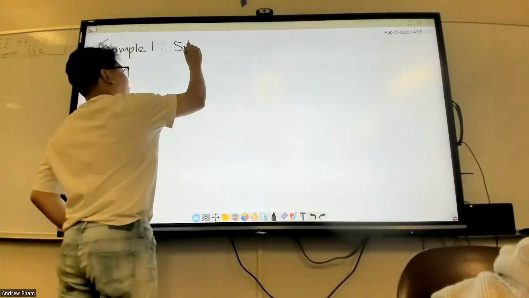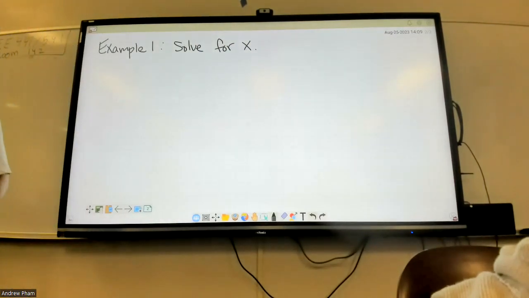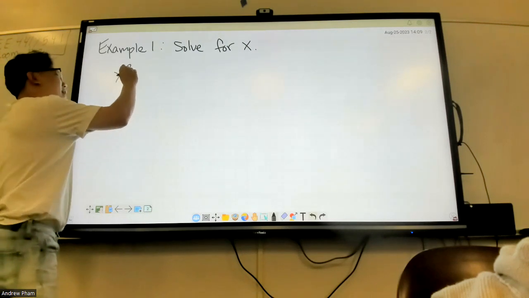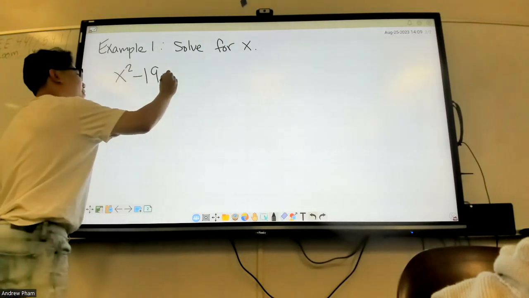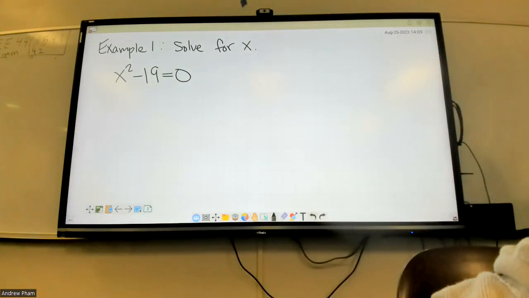Instruction, solve for x. At this point in the class, all we've done is solve equations, so we're trying to figure out what x is equal to. And let's say I have the equation x squared minus 19 is equal to 0. So this is quadratic, it has an x squared in it. But the question is going to be, how can I solve this? In what ways is it different from how I might solve a linear equation? And how might it be similar?